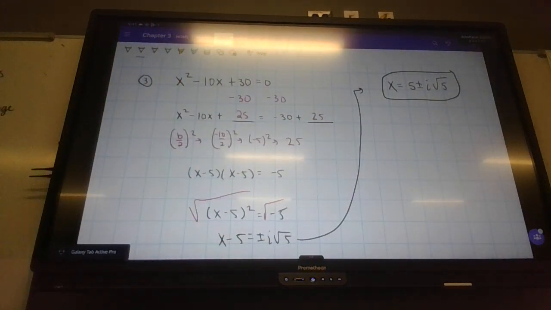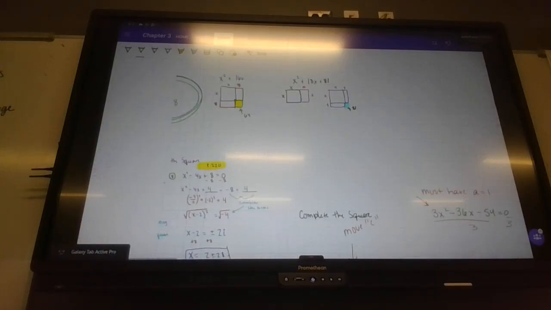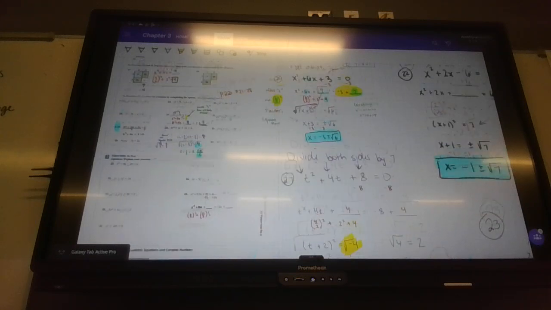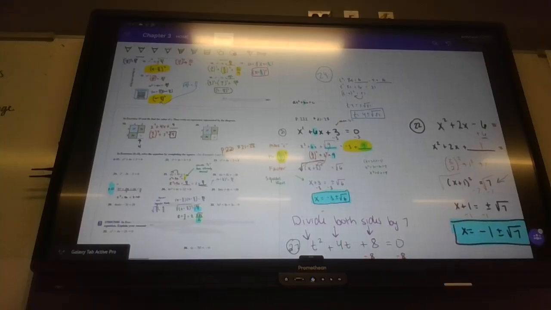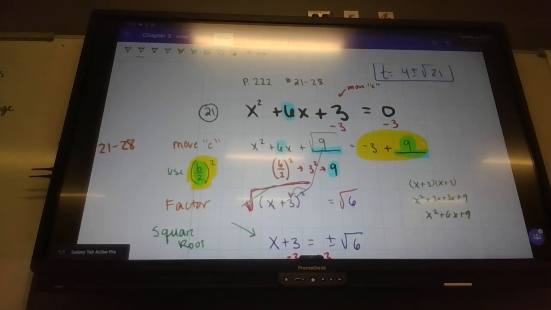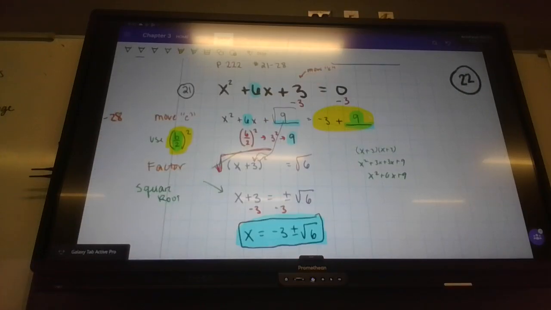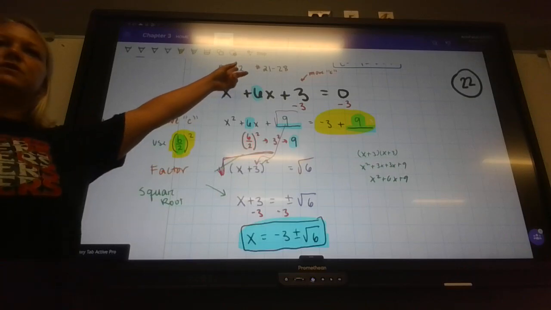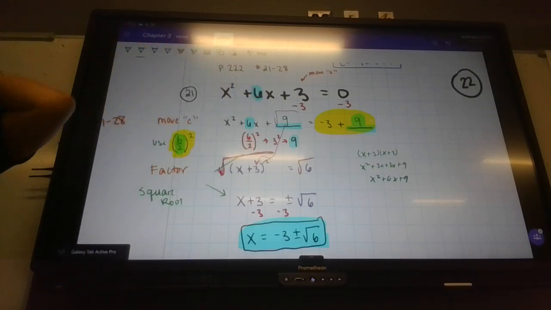All right, let's check your work from yesterday. What page is that on? Yesterday I did 2 things. We did 8 and 9 together, and you guys said we actually did that on Monday. So we went all the way to page 222, and we did 21 to 28. I believe I showed you guys 21 in class. It's page 222, 21 to 28.